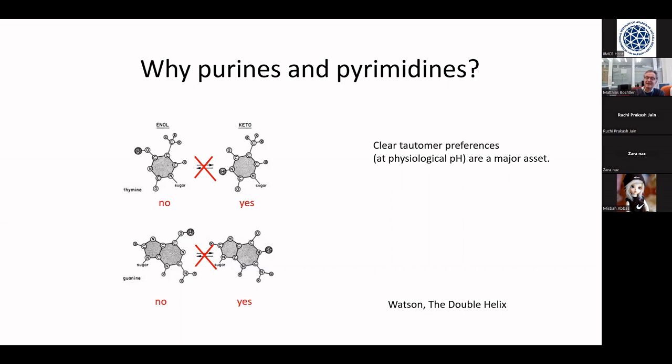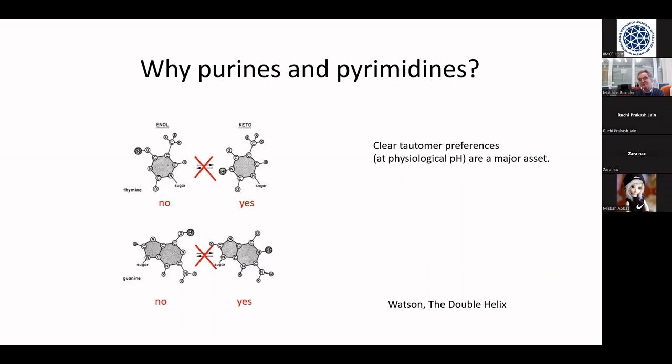And basically, this was not clear in Watson's time, and it was actually a big obstacle to the discovery of the structure of double-stranded DNA. But it's very clear now that what's called the keto form, so the hydrogen on the N1 of guanine and not on the O6 of guanine, is very strongly preferred. Think amides, and you will actually expect this outcome.